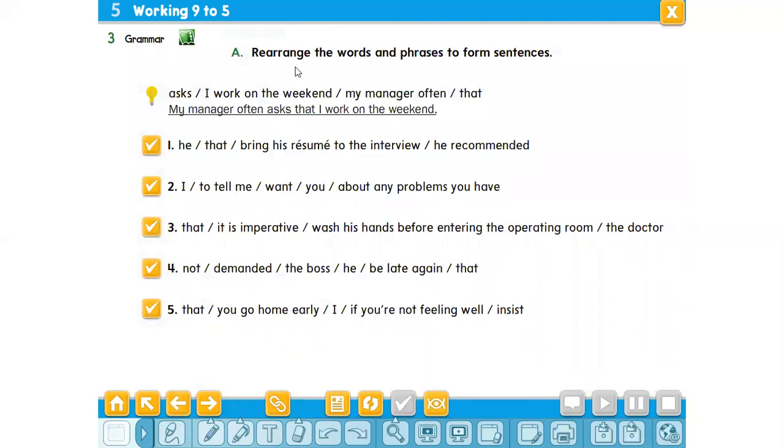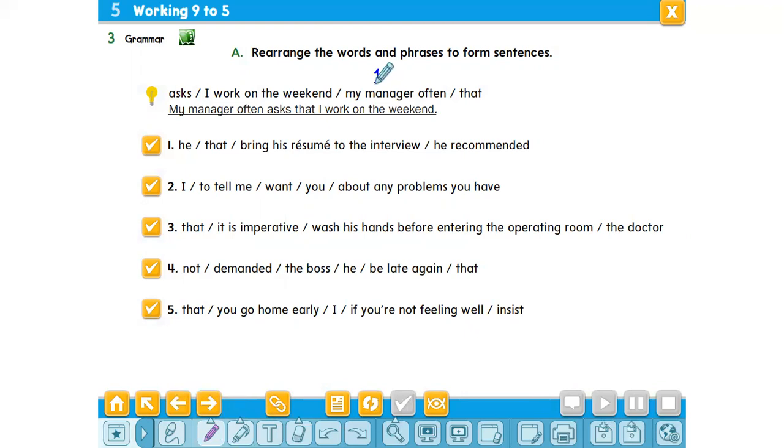Exercise number A, rearrange the words and phrases to form sentences. Asks, I work on the weekend, my manager often that. At the beginning, I must search for the first subject. Where is the first subject here? Excellent. The manager.